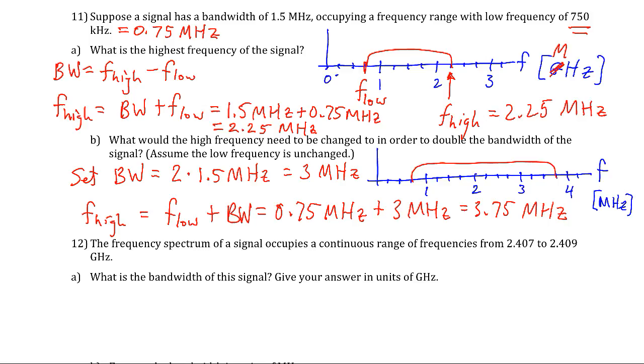And here we can say that the bandwidth, we can label it here, is 1.5 megahertz. And here we can label this bandwidth is 3 megahertz. Okay, from 0.75 to 3.75. So this is how you do this problem. And again, you should be aware of how to do it using either a diagram pictorially or using the equations. Okay, I hope this helps.